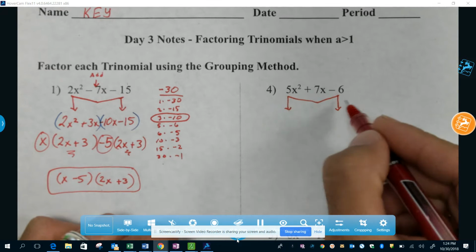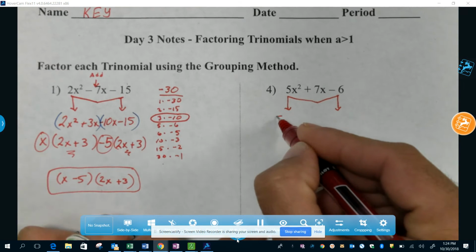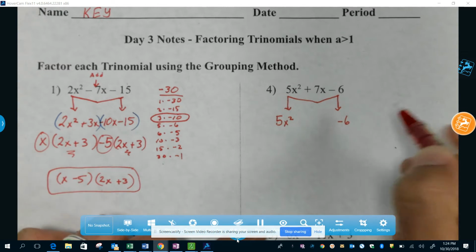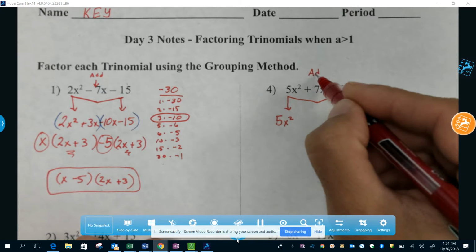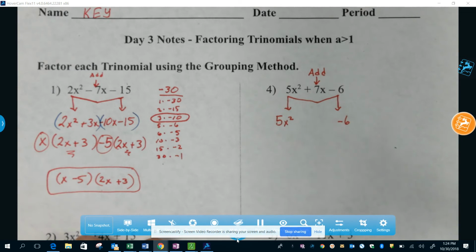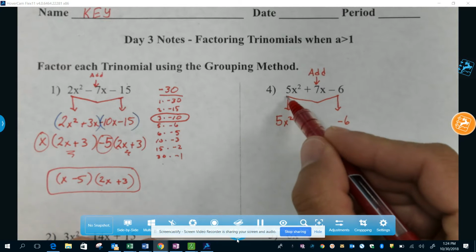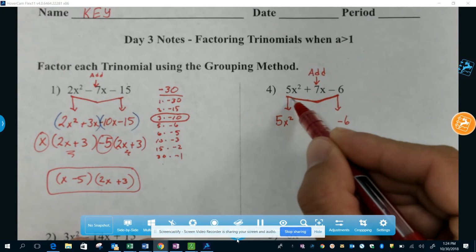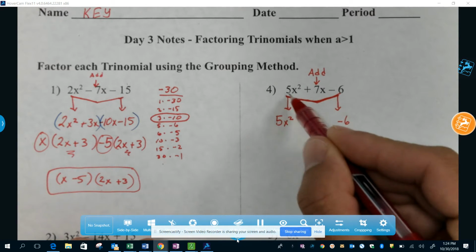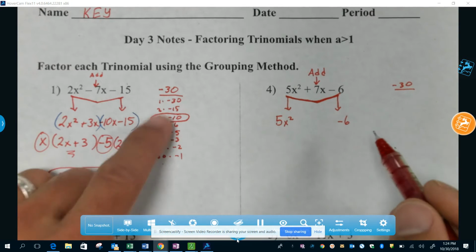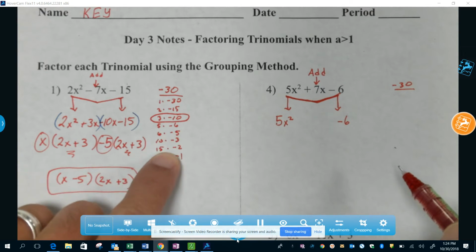The first thing we do is we drop down our first term, which is 5x squared. We drop down our last term, which is negative 6. And the middle term is what we're going to need to split up into 2 separate terms. So again, we multiply 5 times negative 6, which is negative 30. Again, there's a lot of options for negative 30 that I've already created over here.